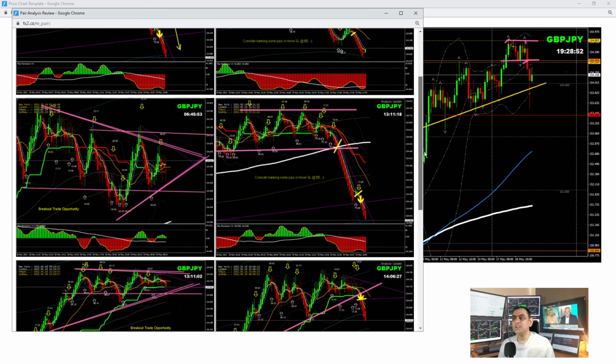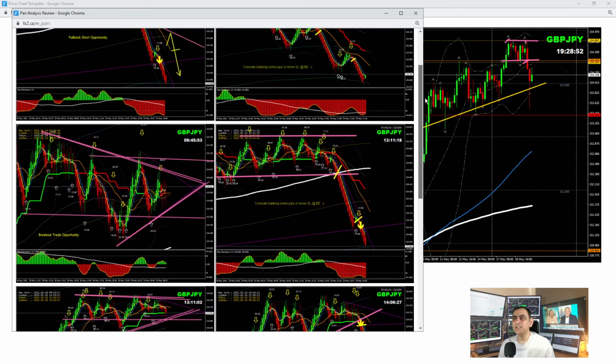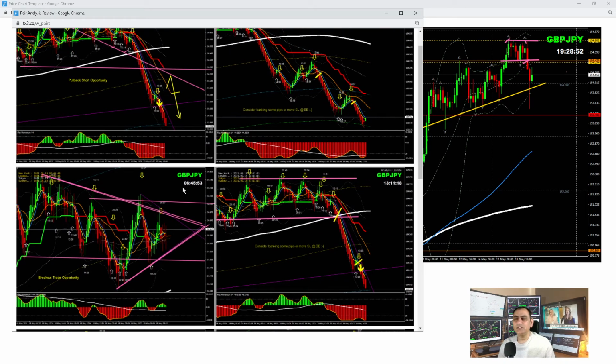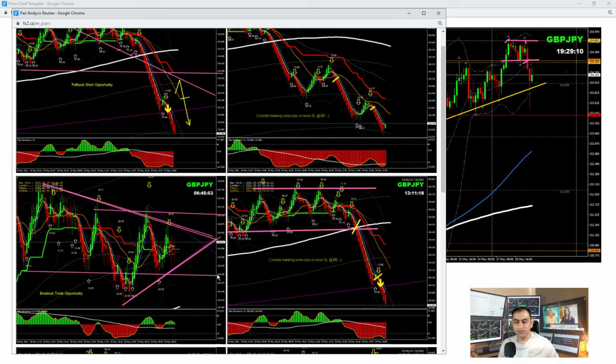You can see this was the analysis first. This was yesterday's analysis. This is the analysis I did in the London morning session, as you can see here. And this was the consolidation. That's what we explained to traders: look for this breakout and this breakout. But as I explained to my traders, don't get trapped in the false breakout.